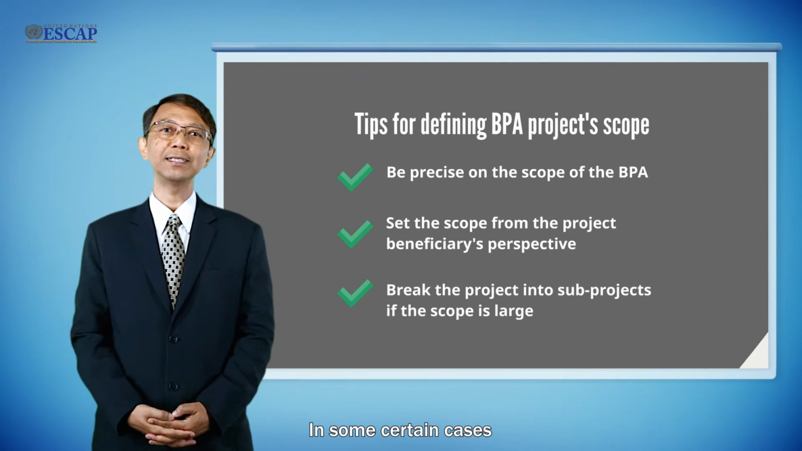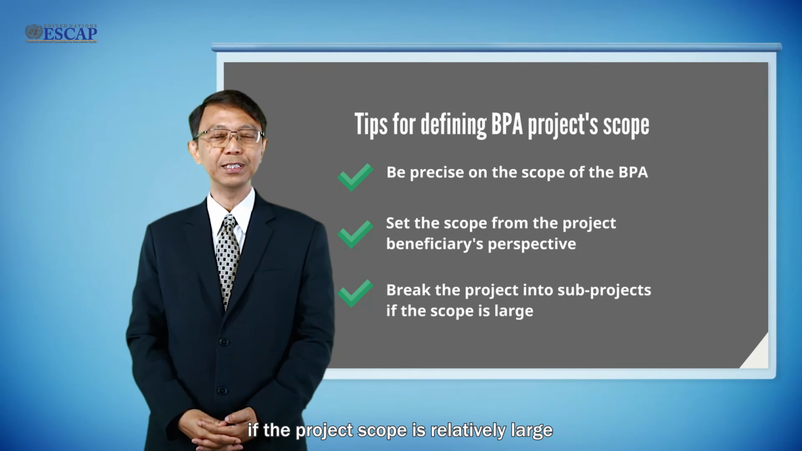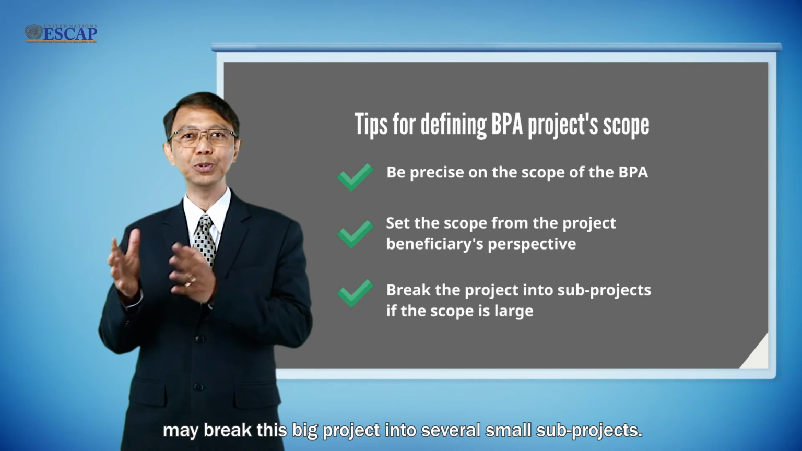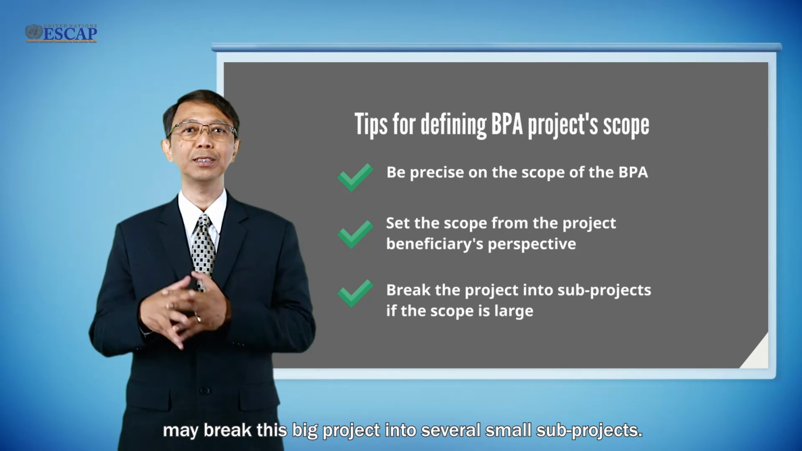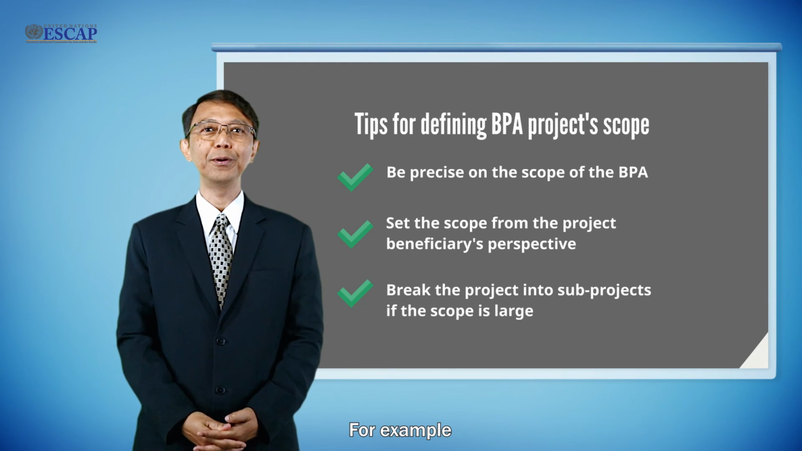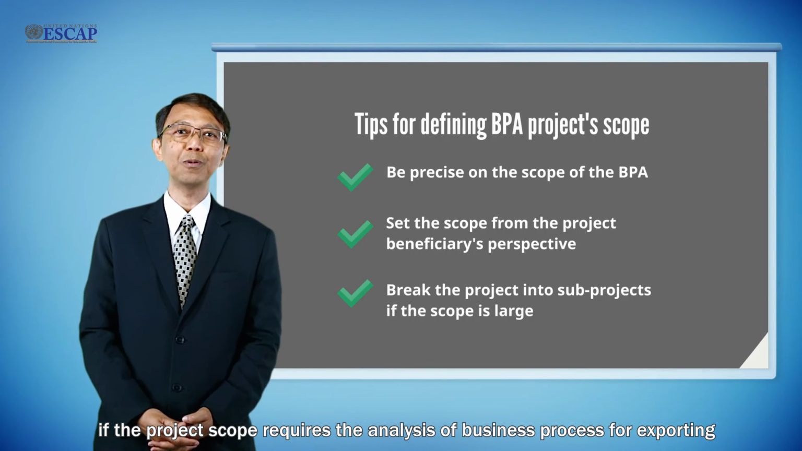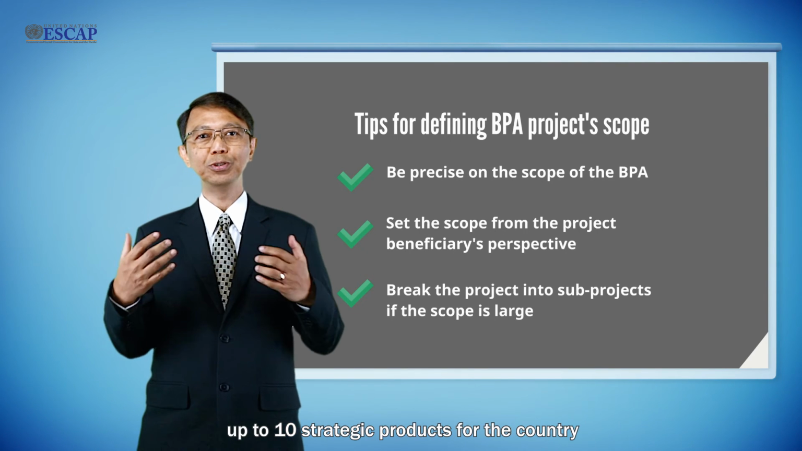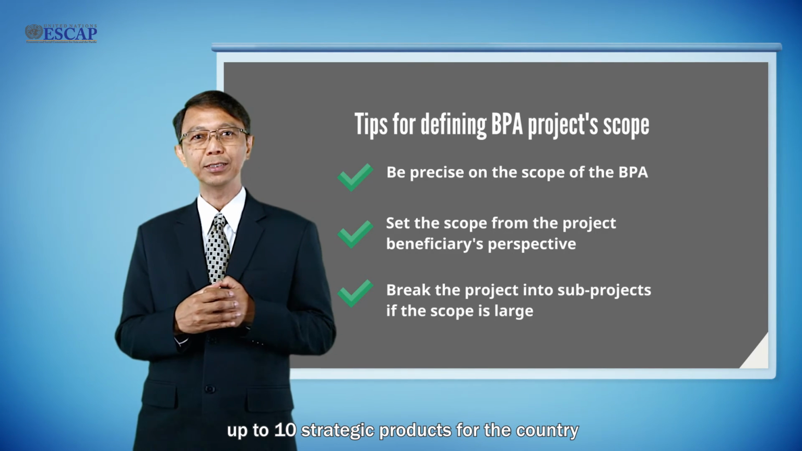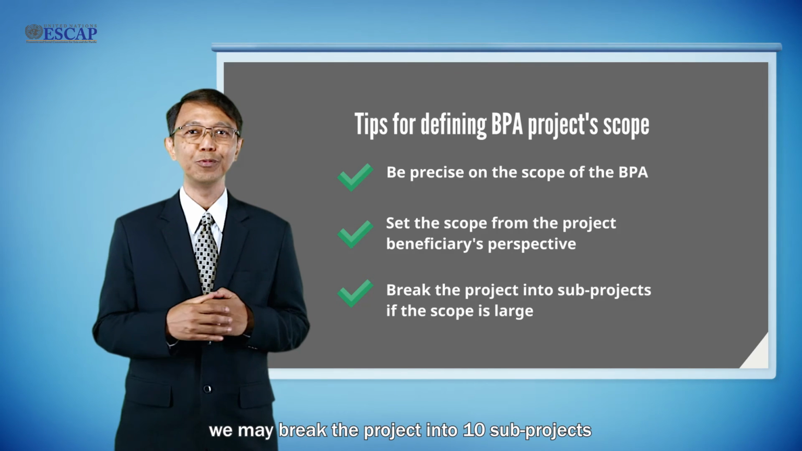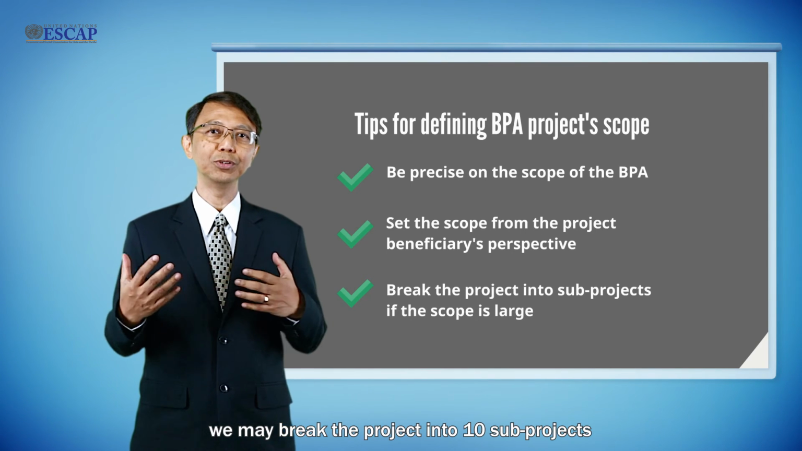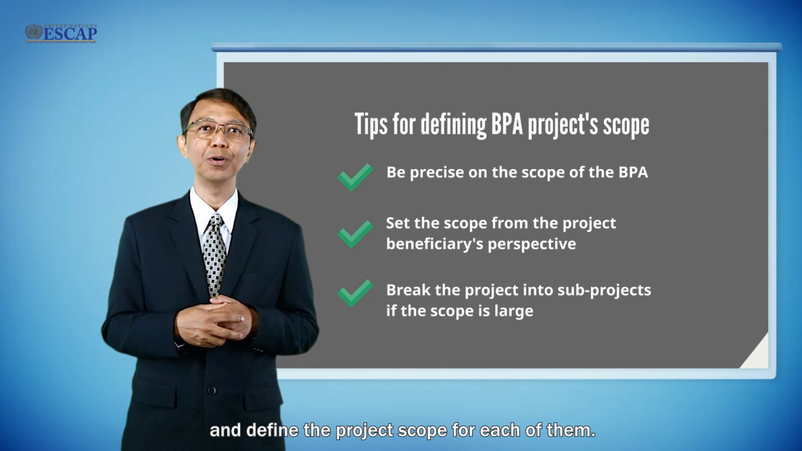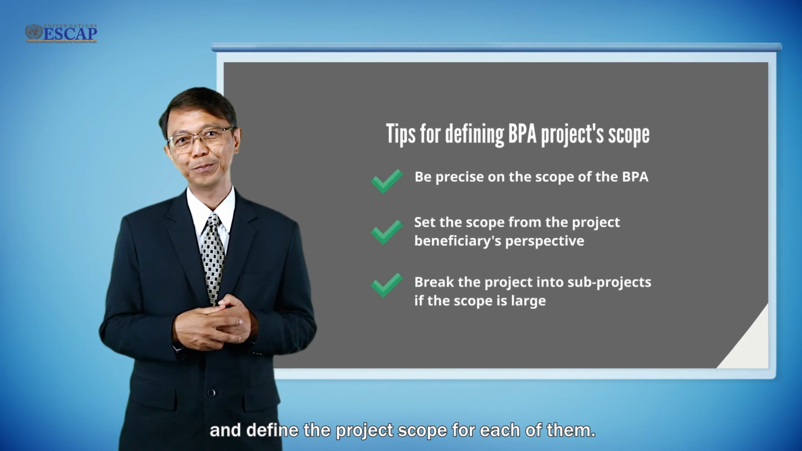In certain cases, if the project scope is relatively large, we may break this big project into several small sub-projects. For example, if the project scope requires the analysis of business process for exporting up to 10 strategic products for the country, we may break this project into 10 sub-projects and define the project scope for each of them.